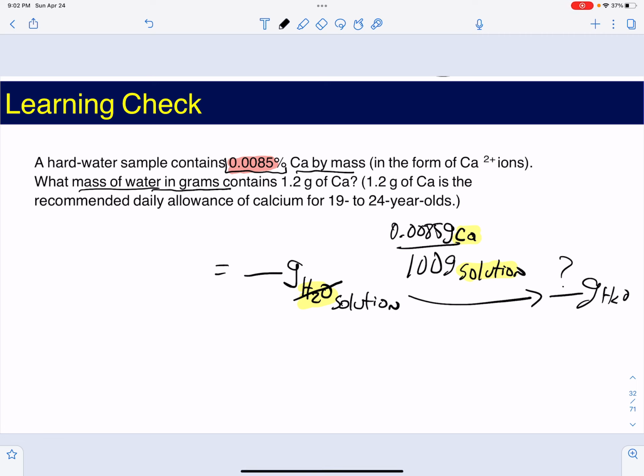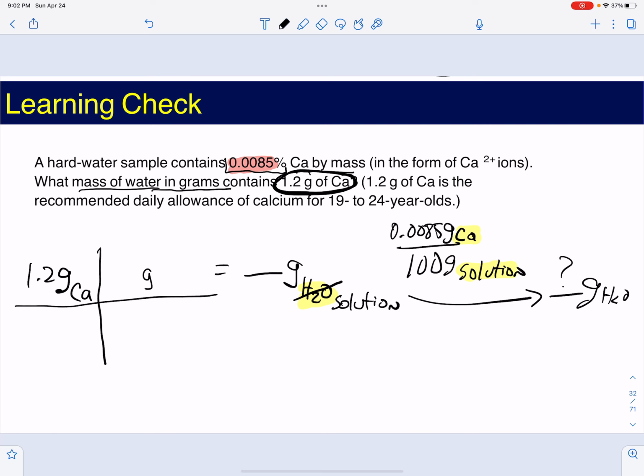So given that I have 1.2 grams of calcium, I can find, with that information, the grams of solution, because I don't want the grams of calcium, so I'm gonna cancel those. And I know that is 0.0085 for every 100 grams of solution. So let's see what happens when I do that.